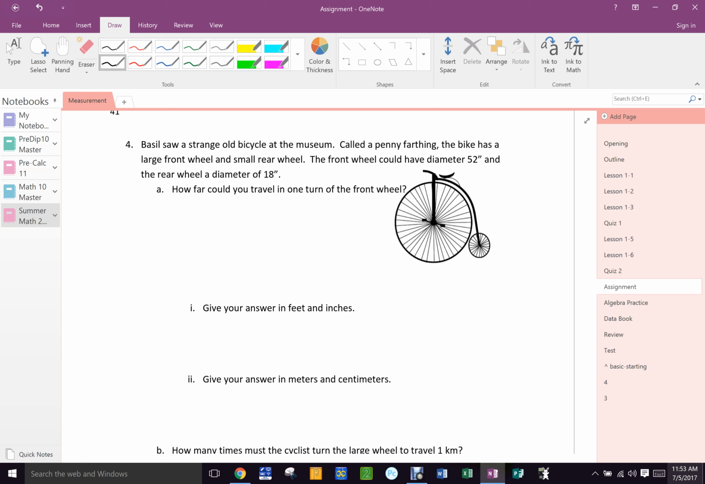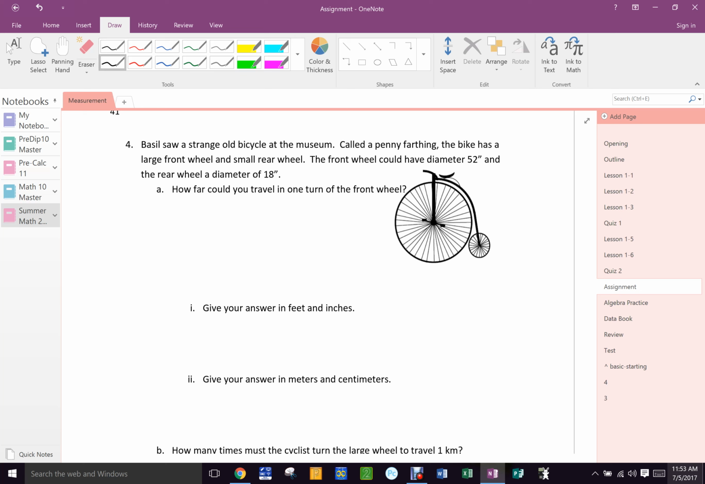Okay, well, I need to know how far that front wheel is going to go. So I have to decide what measurement of that front wheel I need, right? So what do I need? Do I need area? Do I need circumference? The wheel is rolling down the road, right? So I need the circumference.